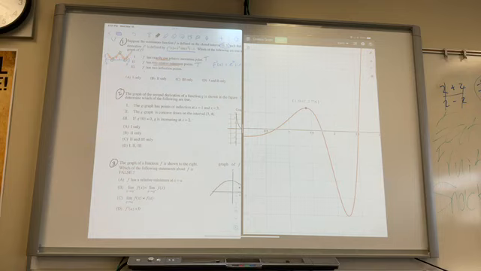Oh, good thing we went over that, Abby. Okay? Those are my inflection points. Slope positive, slope negative, slope positive. These points are inflection points. Wait, so does it have 2 inflection points? Yeah, that's what I said.